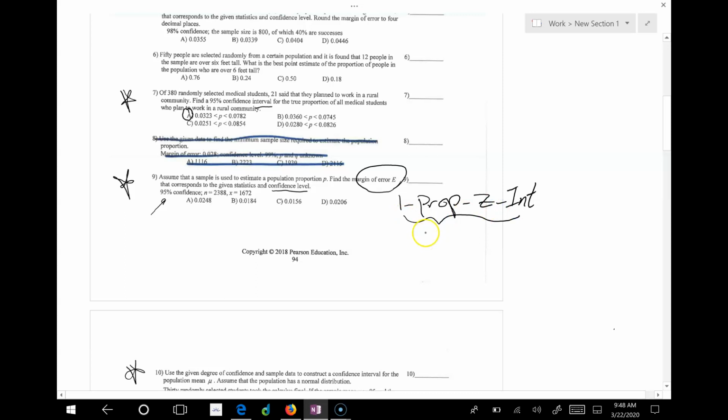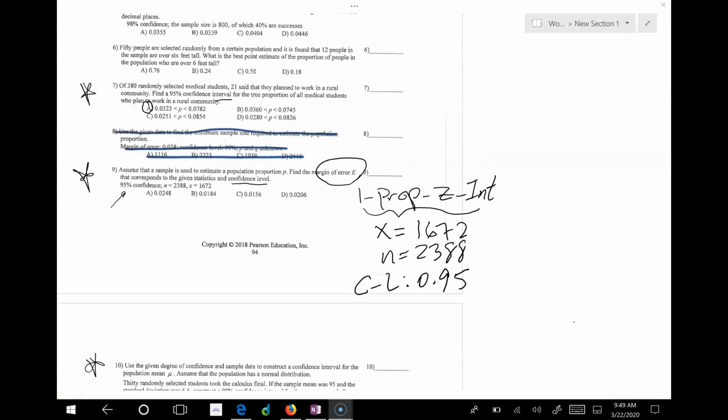So you're going to put it into your calculator. X is 1672. N is 2388. And then the C level, confidence level, is 95%. So first you find that value on your calculator. Again, remember that's under stat, test.